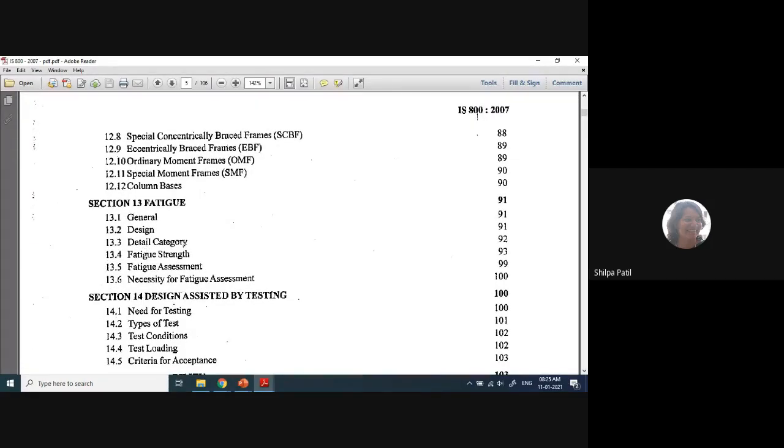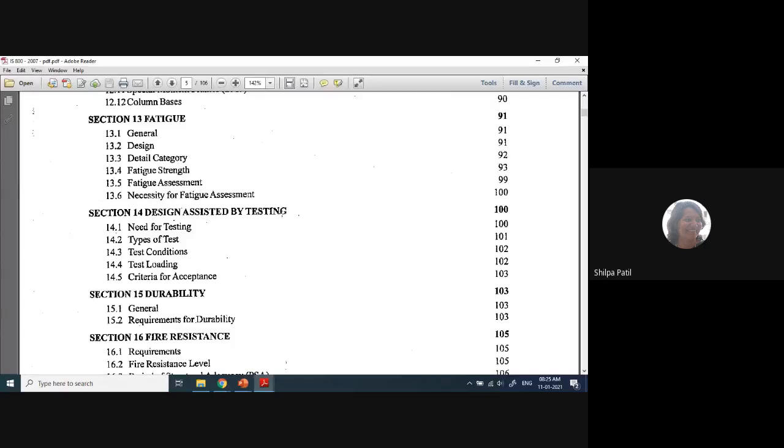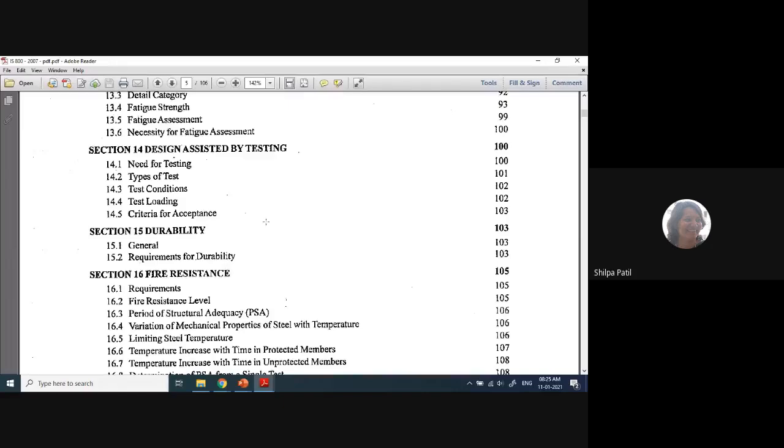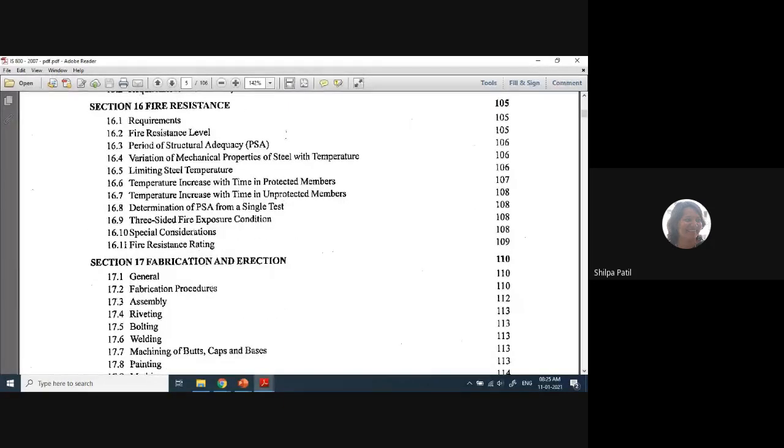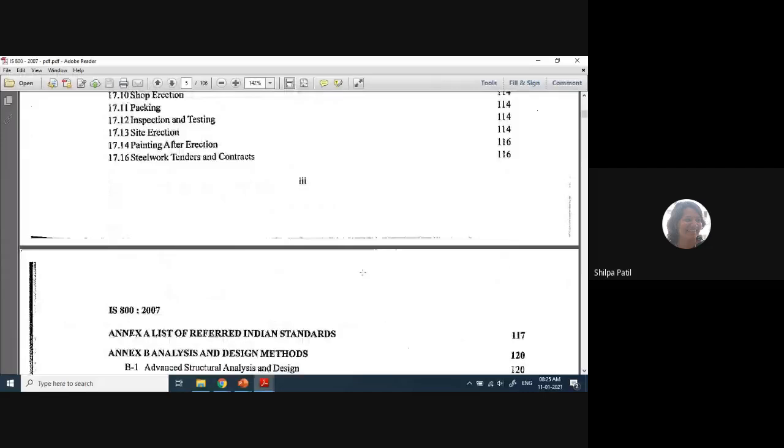Section 13, as I have discussed, it is related with fatigue. So whenever we want to design any steel structures which is subjected to fatigue action, we have to follow all these clauses given. Section 14, it is designed by testing. So various testing conditions and acceptance criteria are given. Section 15 is related with durability. 16 is fire resistance. 17 is fabrication and erection.